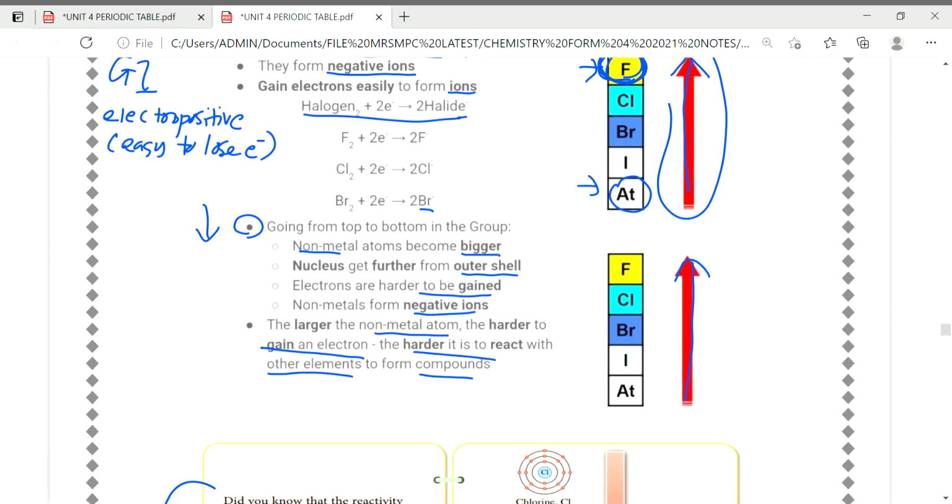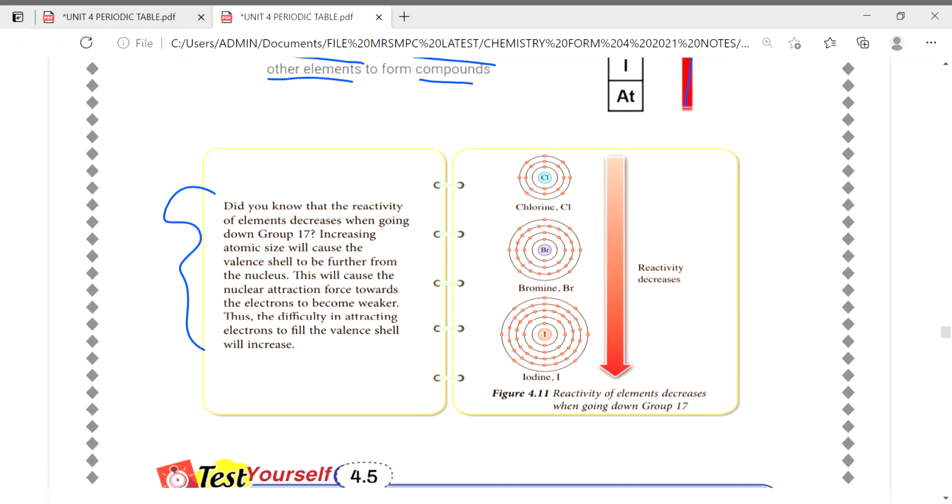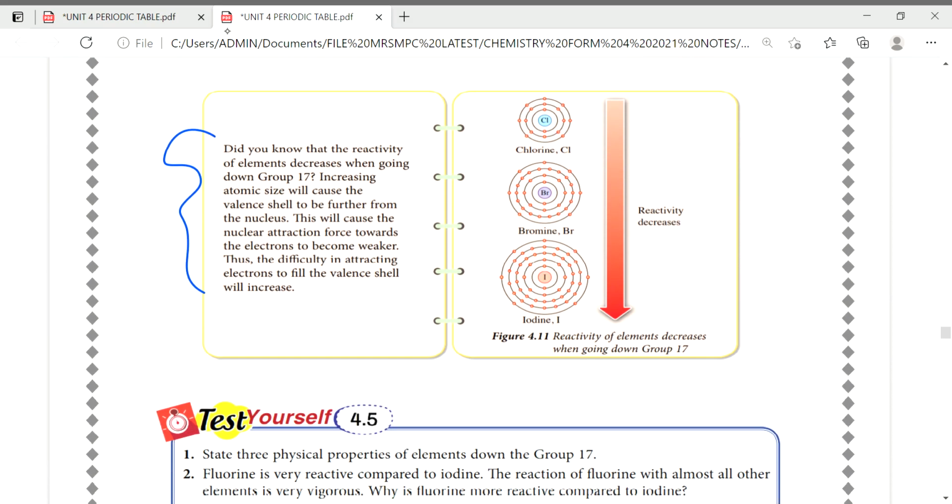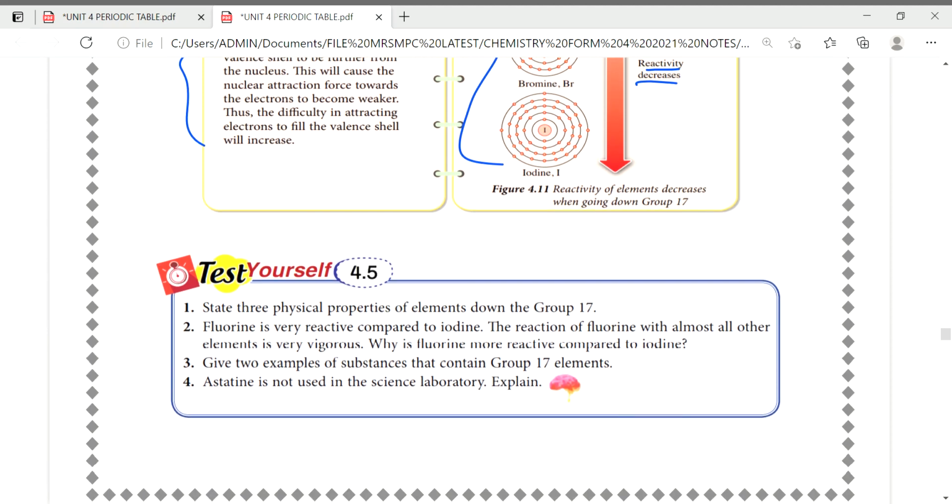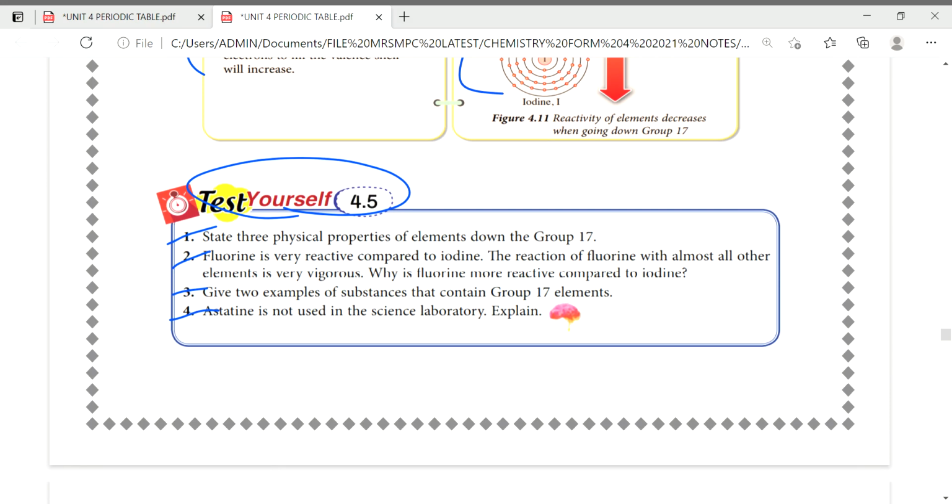InsyaAllah nanti by the time you will be expert lah. Okay. So, tengok sini. Reactivity decreases. Why? Tengok balik explanation Tcer. Okay. So that you can do Test Yourself 4.5 dalam buku teks, 1, 2, 3 and 4. So that's all from my video. That's all from me. Thank you.